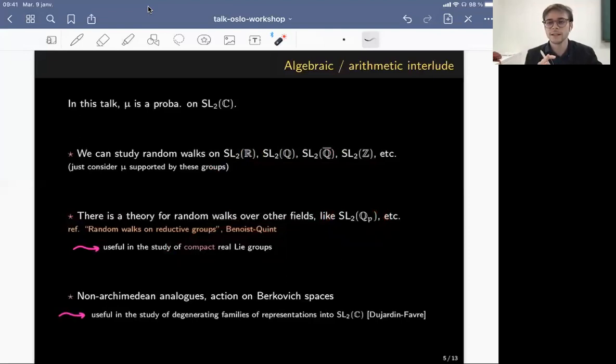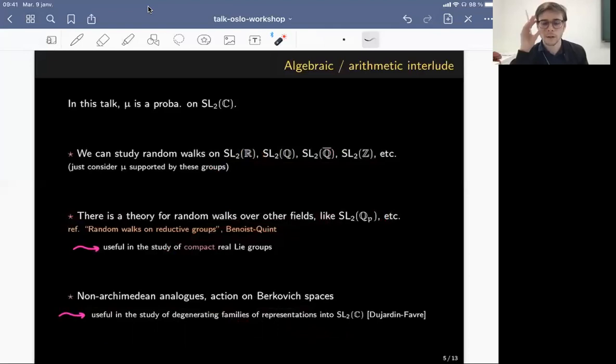So we can get non-elementary measures over here and apply the theory here, which is quite remarkable, I think. And also there are other non-Archimedean analogs of the theory. You can look at actions on Berkovich spaces, et cetera. And this also has been used by Dujardin and Favre to study families and degenerations of representations into SL2C.